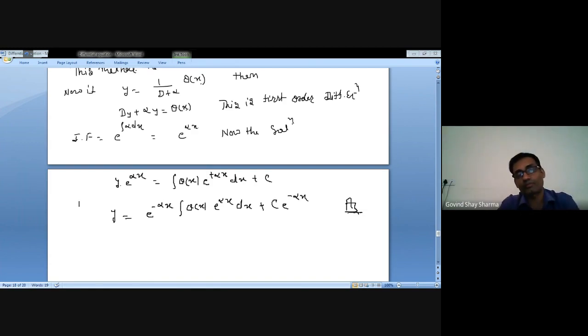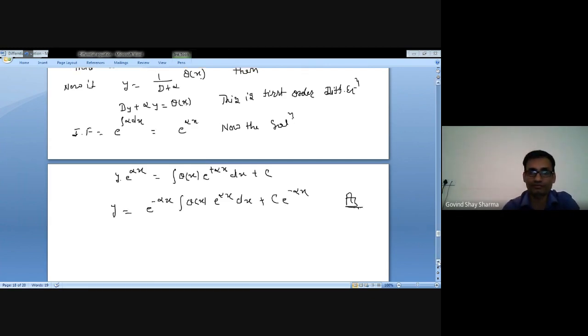We have to remember this value and apply it when the function is tan x, sec x, cosec x. Now some special cases.